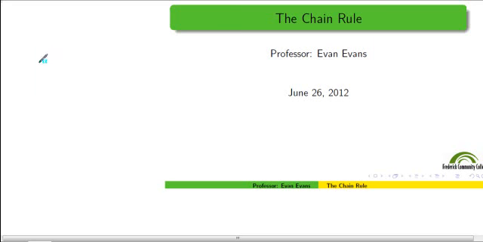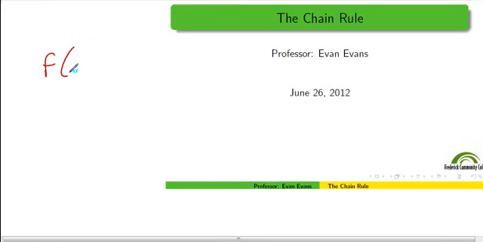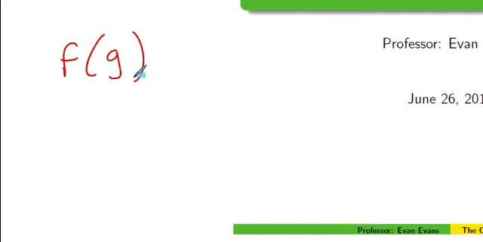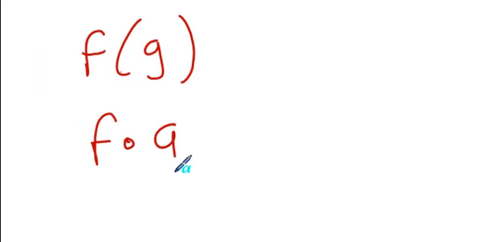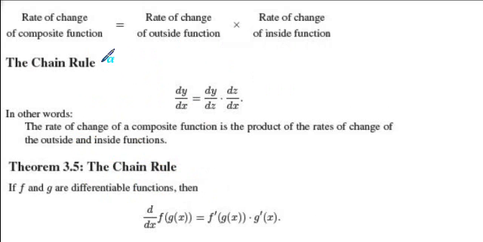The chain rule is utilized when we have a composition of functions. When we have something such as f of g, which can also be written in other notations, and we need to find the derivative, and again it's a composition function. We have a function inside of a function. So let's take a look at it.